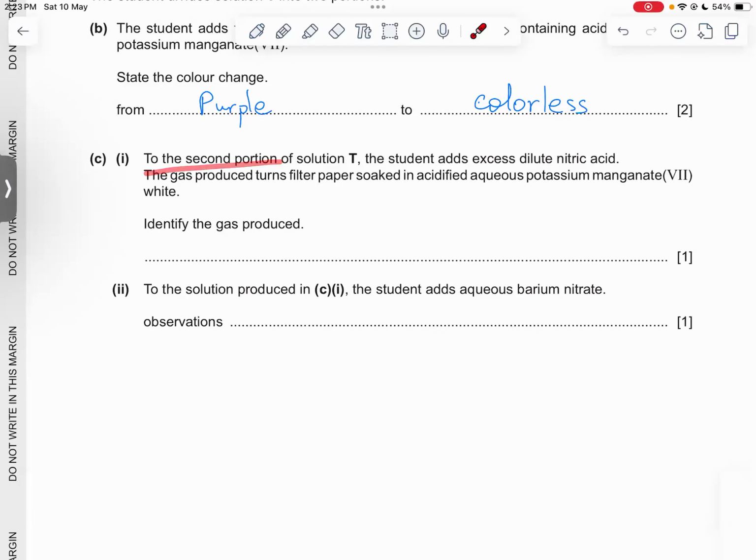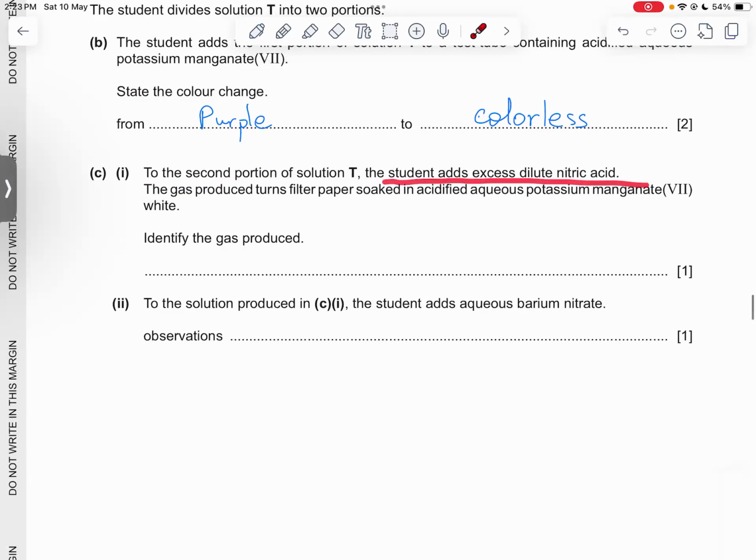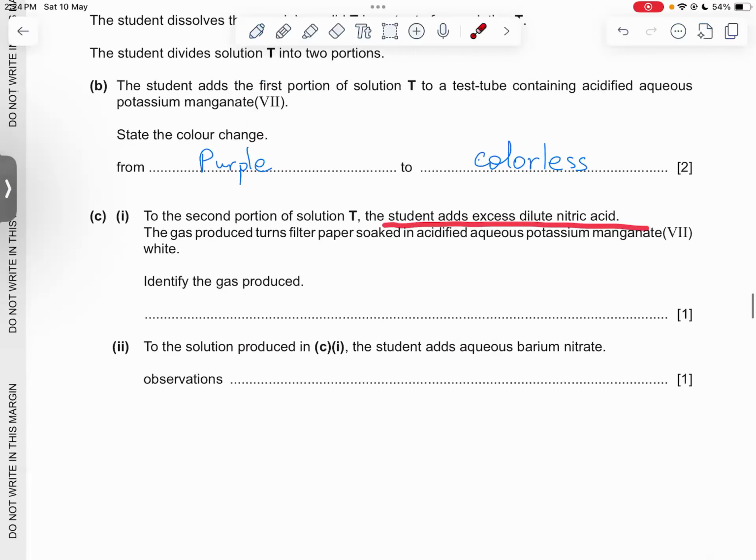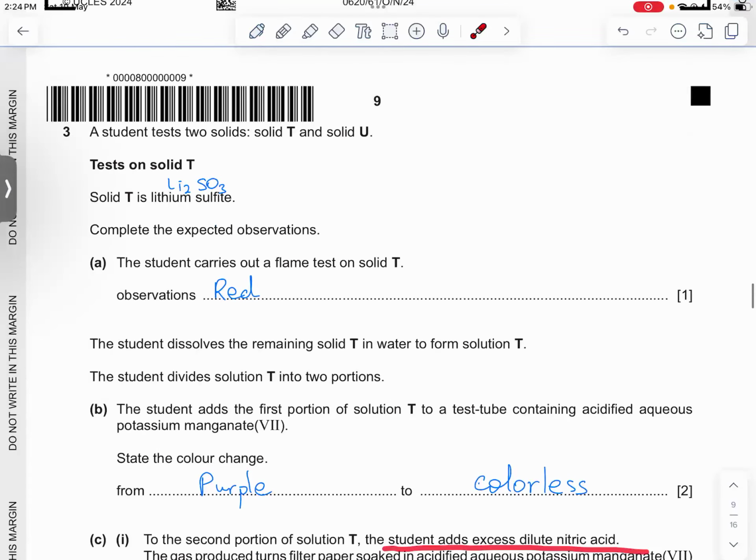To the second portion of solution T, the student adds excess dilute nitric acid. The gas produced turns filter paper soaked in acidified aqueous potassium manganate(VII) white. Oh, okay. Identify the gas produced.